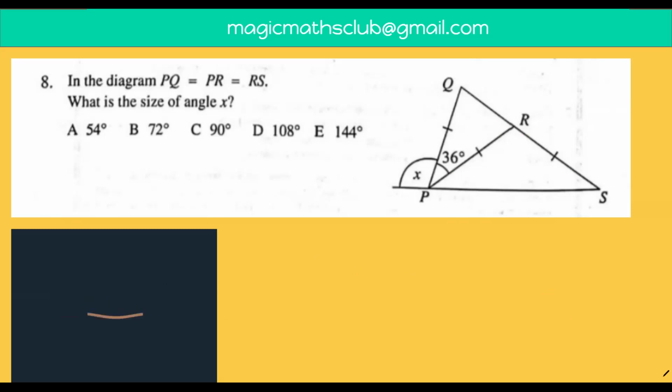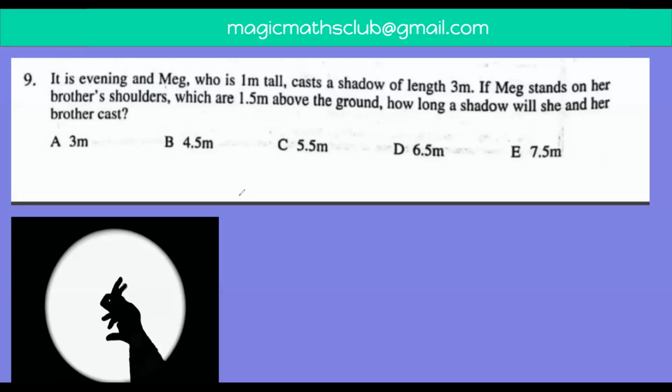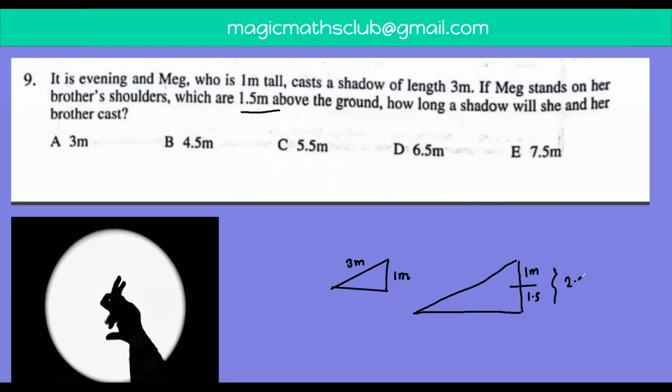Let's see another problem. So if you see this question, this is a man 1 meter tall. This is casting a shadow of length 3 meters. So suppose this will be the shadow. Now, what is the length becoming? Because 1.5 above the ground. So this is 1.5 and this is 1 meter. So how much is now happening? See, this is happening total 2.5 meters.